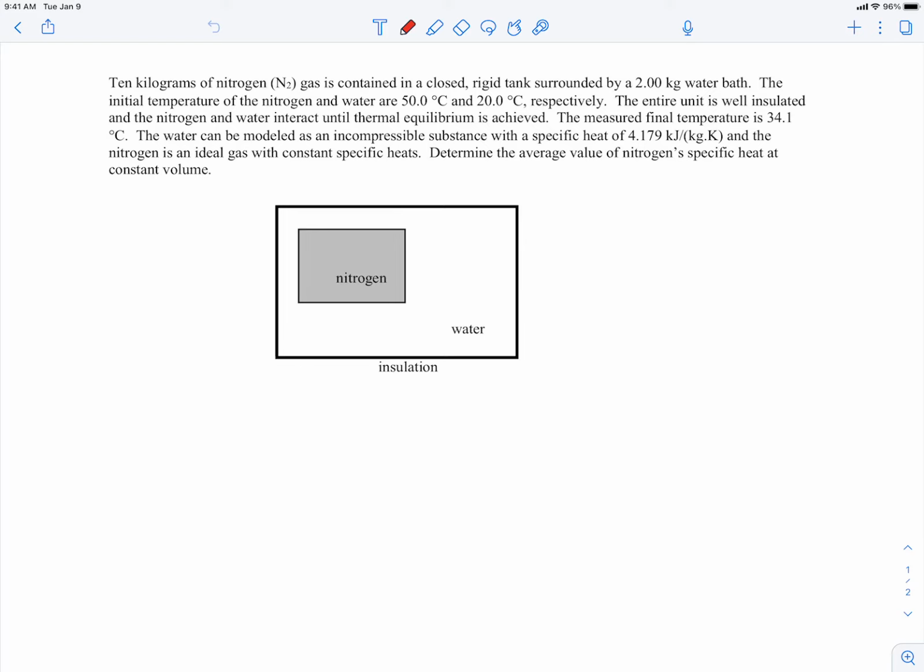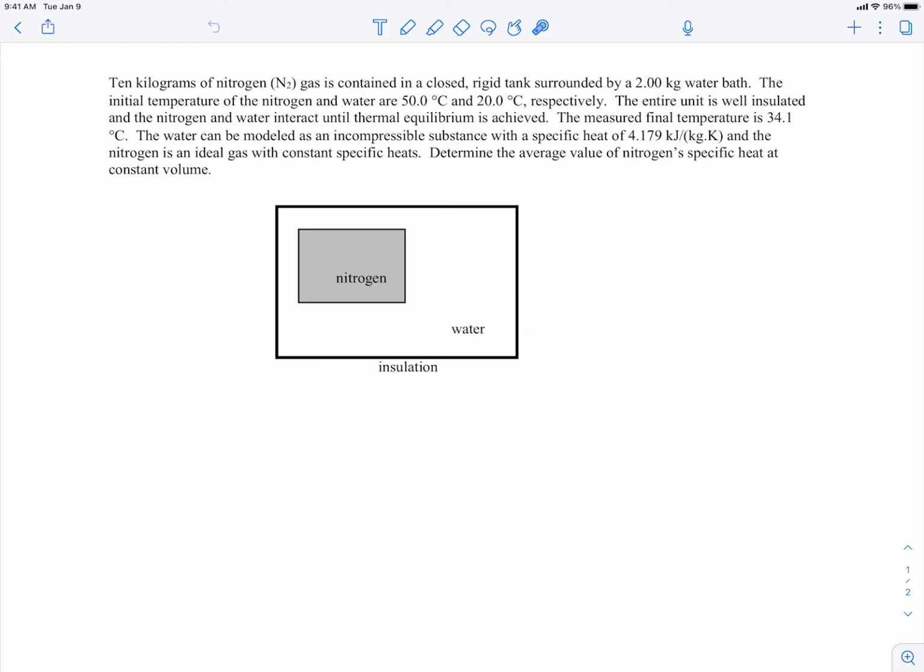10 kilograms of nitrogen gas is contained in a closed rigid tank right here, surrounded by a 2 kilogram water bath. It's right there. And the initial temperature of the nitrogen and water are 50 degrees C and 20 degrees C respectively. The entire unit is well insulated, so that's indicated by this thick black line here. And the nitrogen and water interact until thermal equilibrium is achieved.